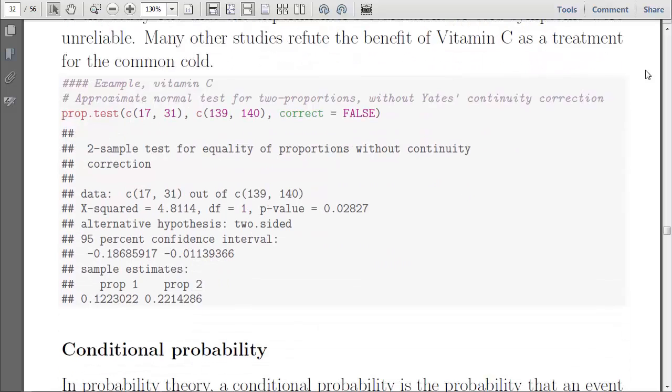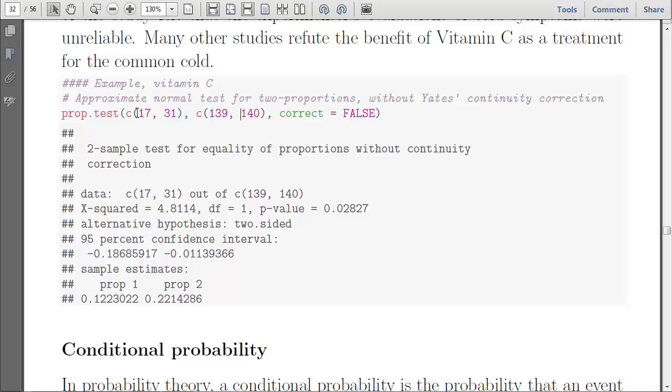All right, here's how we do it in R. We've got a proportion test, and we've seen this code before in earlier sections where we just had one group, where we had the number of successes and the number of trials. Actually, yes, we had number of successes on the left, and then as the second argument, the number of trials.